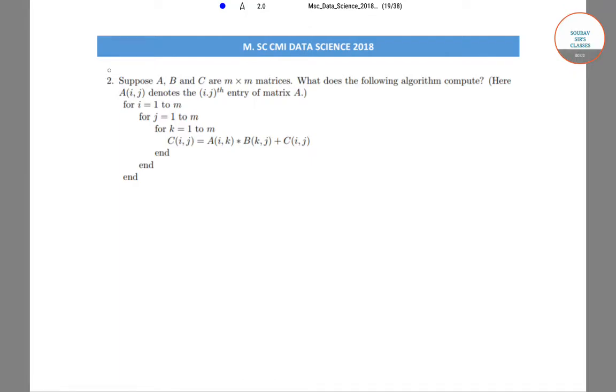Hello students, today we will be doing question number 2 from the MSC CMI Data Science 2018 question paper. We are basically doing the subjective questions, which is the part B. So this is the second question from the part B of the data science paper.